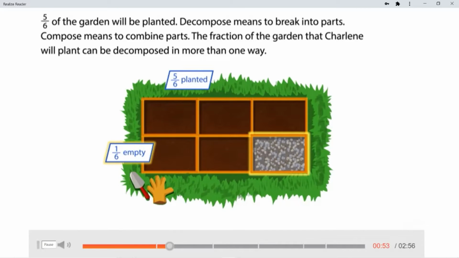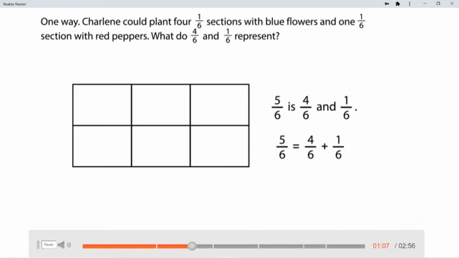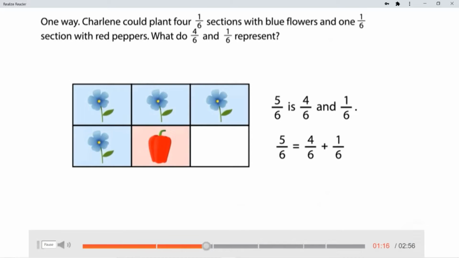Decompose means to break into parts. Compose means to combine parts. The fraction of the garden that Charlene will plant can be decomposed in more than one way. One way, Charlene could plant 4 1/6 sections with blue flowers and 1 1/6 section with red peppers.